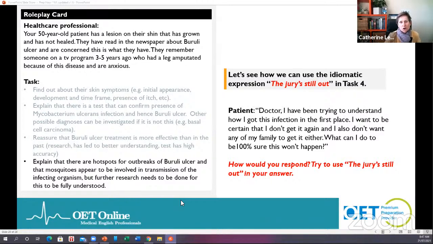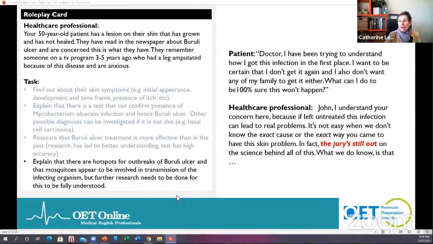Given the information on your role card, remember we can't Google Buruli ulcer in the exam room. How would you respond using this information on your role card and the language that you already know? While you're telling me your ideas, I'll share mine with you.